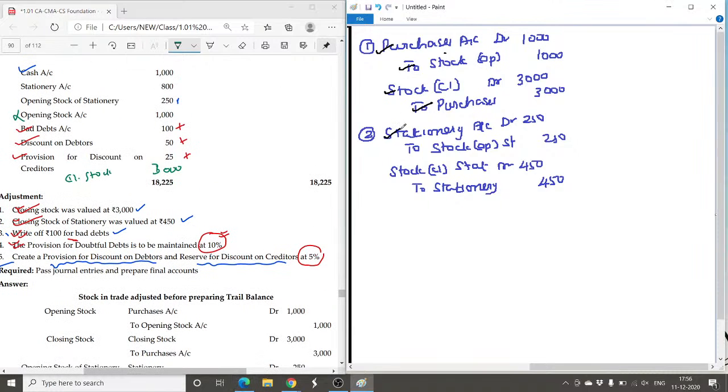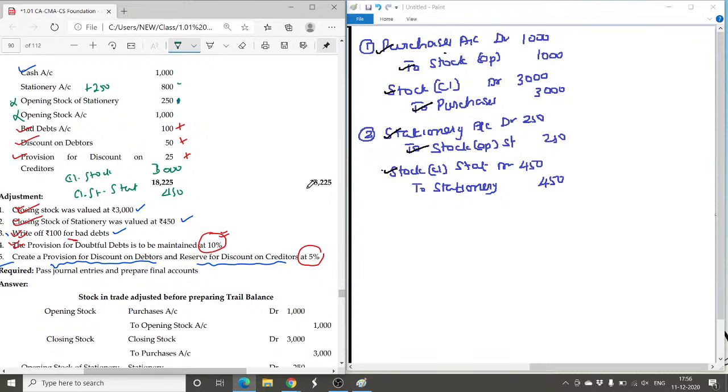Similarly, stationery debit, already we have stationery 250. With that we have to add 250. 800 already we have. With that 250 is added. And opening stock of stationery, I am passing the journal entry for that, and because of passing the journal entry, the opening stock of stationery becomes credited. But originally the opening stock of stationery is in the debit side, so by crediting it, it gets cancelled. And closing stock of stationery will be a new one, will come here in the debit side.